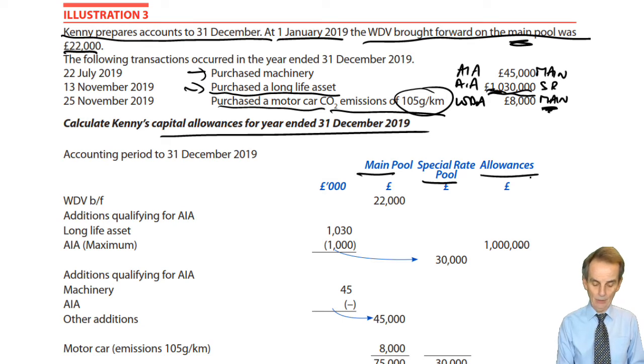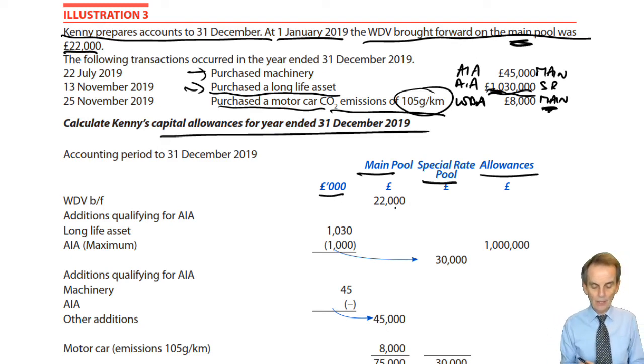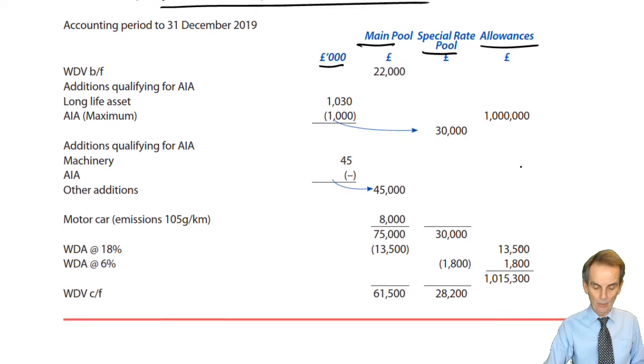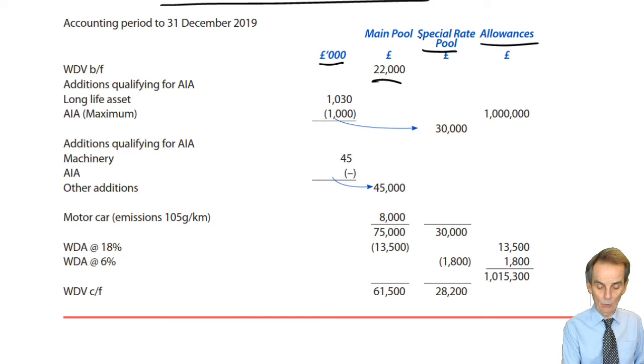We always need an allowances column. And then, well, we can put here, see, we put that one in millions. I couldn't fit it all in here on this schedule. So that's in millions of pounds. Again, we record any additions made during the period within that little working column there. Right. Start off with what was the tax written down value brought forward. That was 22,000 within the main pool. Job done.